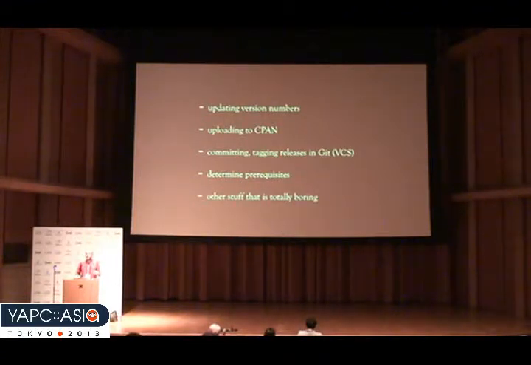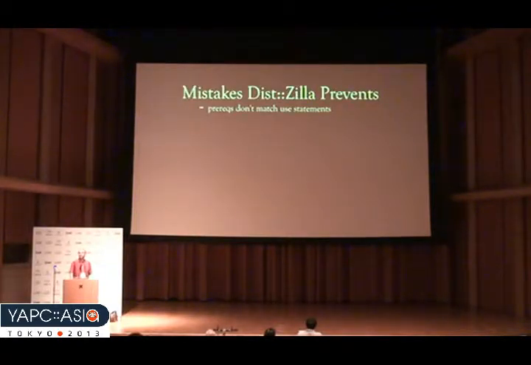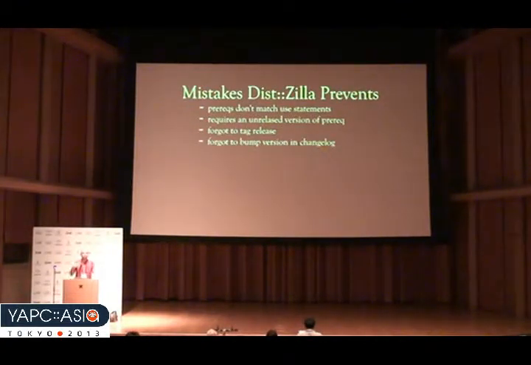When I use Zilla, I have a big set of plugins I use, and here's a list of all the stupid mistakes I make when I'm not using Zilla, that Zilla prevents me from making. I ship prerequisites that don't match the versions I need in the code. Or I require a prerequisite that I've written and installed locally, but not put on CPAN. Or I don't tag my release in Git. Or I don't bump the version in the changelog. Or I put the new version in the changelog, and I don't say what changed. Or I've added files to my project, but I forgot to put them in Git.